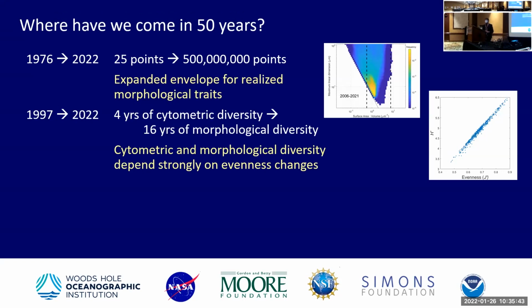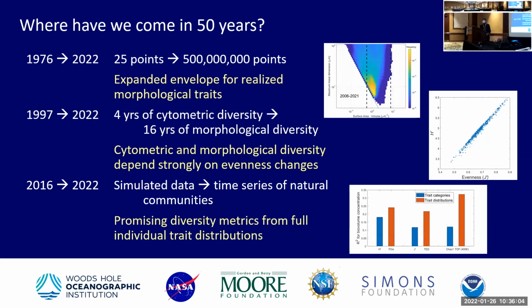The evidence I showed you today suggests that the approach that Bill Lee put forward is powerful for looking at morphological diversity, and that some of the conclusions that Bill Lee found with cytometric diversity seem to extend to what we find in morphology of larger phytoplankton. And then finally, these full trait distribution metrics, accounting for the actual values of individual traits in a large population, seem very promising and worth more study and perhaps incorporation into models. I'm interested in what folks think.